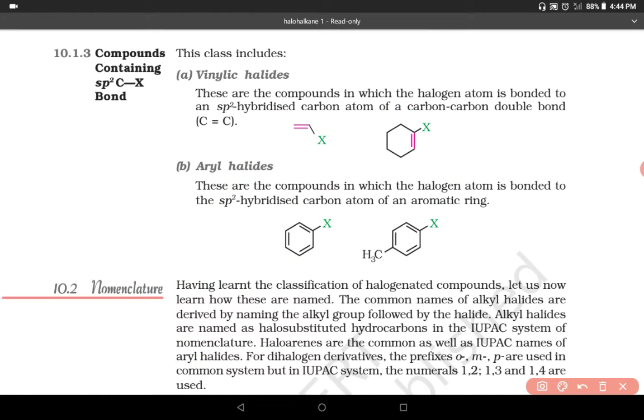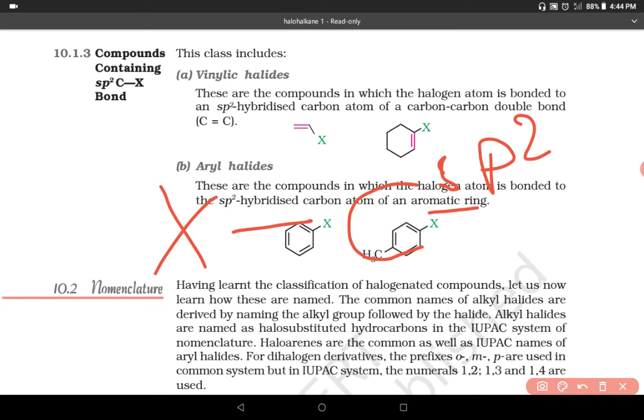Let us read the definition once more to be clear about it. These are the compounds in which the halogen atom is bonded to an sp2 hybridized carbon atom of a carbon-carbon double bond. Okay, clear with this.